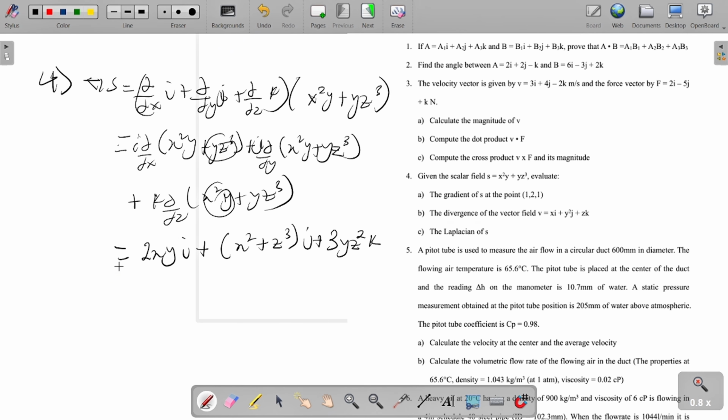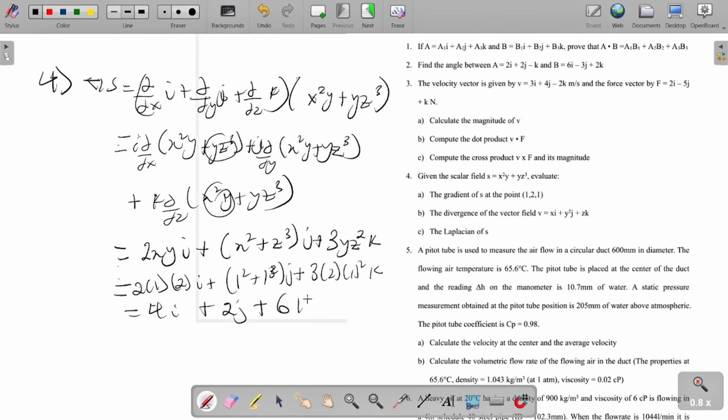As I said, when you find the gradient of a scalar field, it always ends up in a vector. So putting in our point, which is 1, 2, 1, x is 1, y is 2. So 1 squared, then this one is also 1, so 1 cubed, j, then 3, y is 2, z is 1, k. So over here I'll get 4i, then here I'll get 2j, then here I'll get 6k.